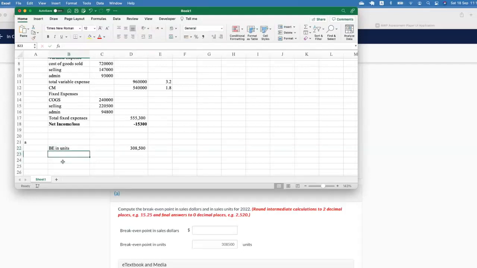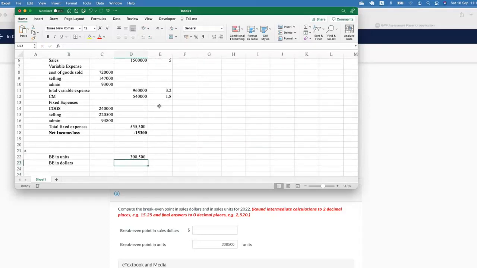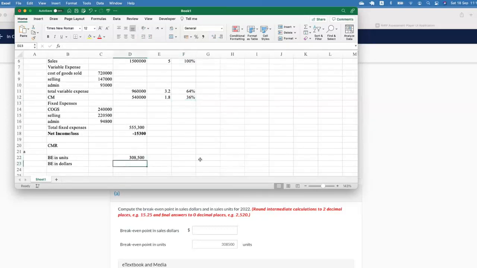Now go up and get the contribution margin ratio. You just take the contribution margin as a percentage of sales. So for the break even in dollars, it's the fixed costs divided by the contribution margin ratio. The contribution margin ratio is, I'll do it here, in percent. That's the variable cost ratio, 64%. So it's simply 100 minus 64, which is 36. Divide that in.